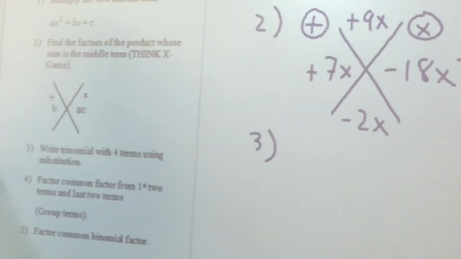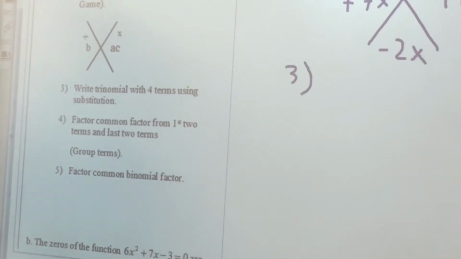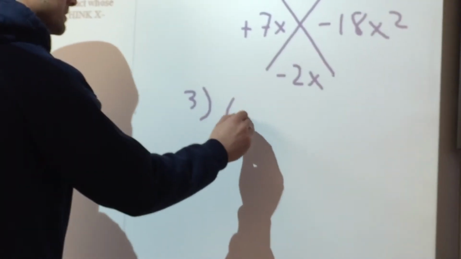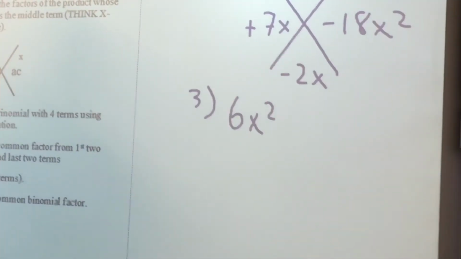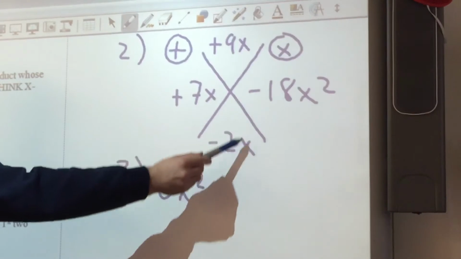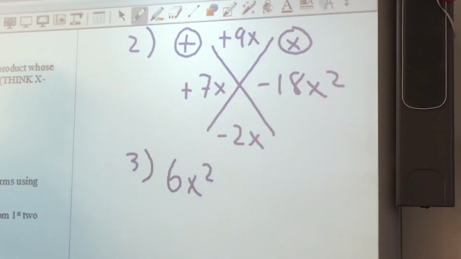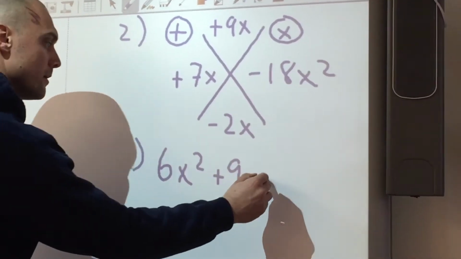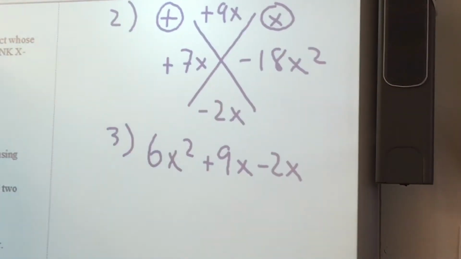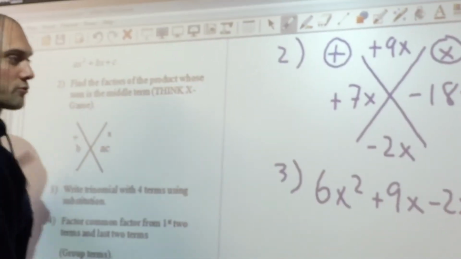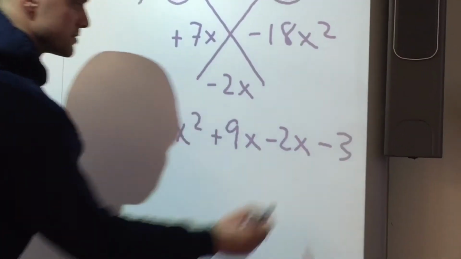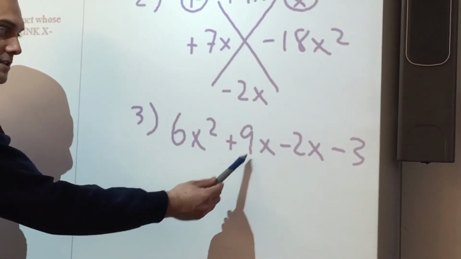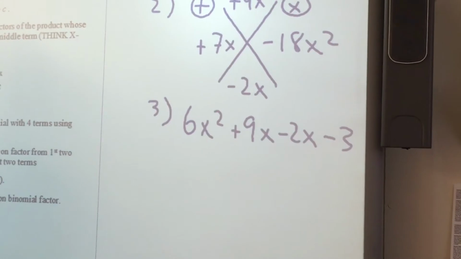Third step, I'm going to rewrite the trinomial with 4 terms. So the first term in the expression was 6x squared. Now I'm going to take the 2 terms that we got in step 2 and substitute in for the middle term. So I'm going to do plus 9x minus 2x, and the last term in the original expression was minus 3. So the only thing that changed was this middle term. Instead of writing 7x, I wrote 9x minus 2x.